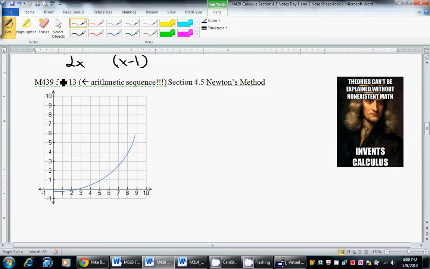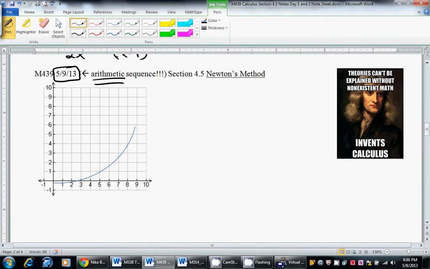Now, real quick, just as a side note, today is May 9th, 2013. Hopefully you remember from 328 last year. That's an arithmetic sequence. Just thought that was kind of funny. But anyways, this is section 4.5, okay? Newton's method. So a little shout out to Newton here today, even though he is a dog, right? I found this meme online. I thought it was pretty funny. So, props to Newton. He did a couple of good things here and there, too, besides the dog business.